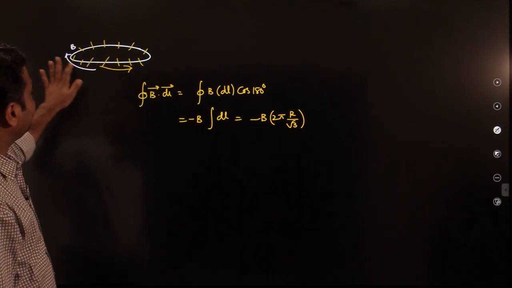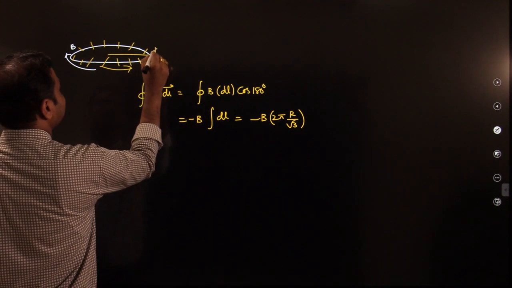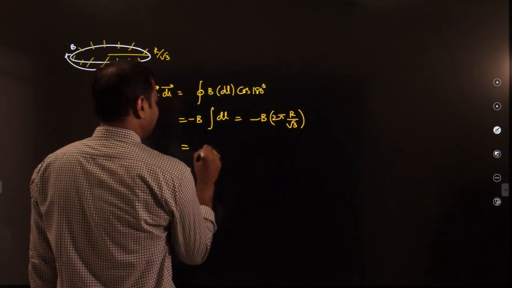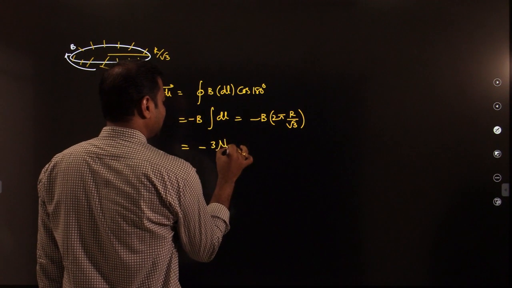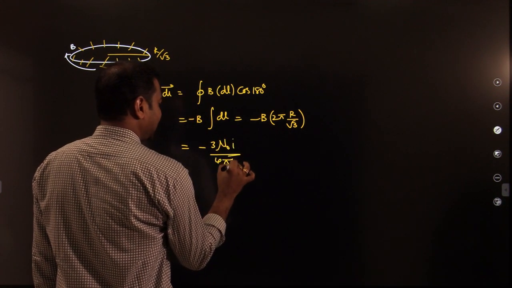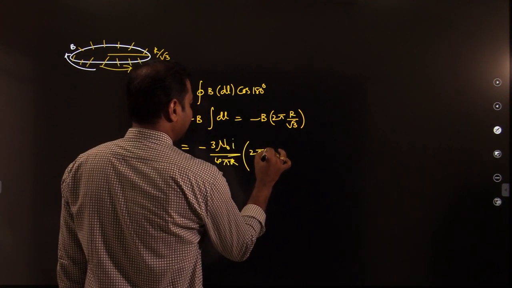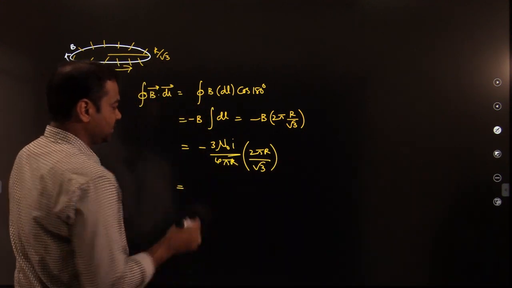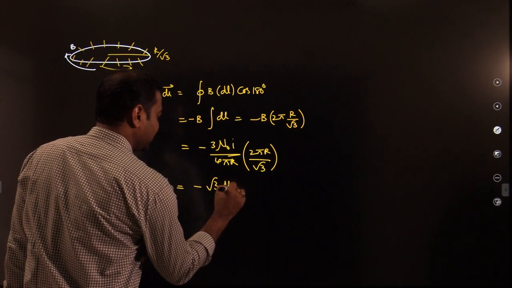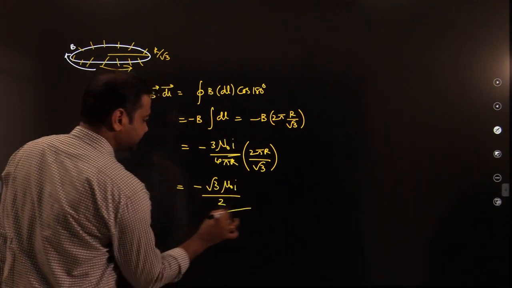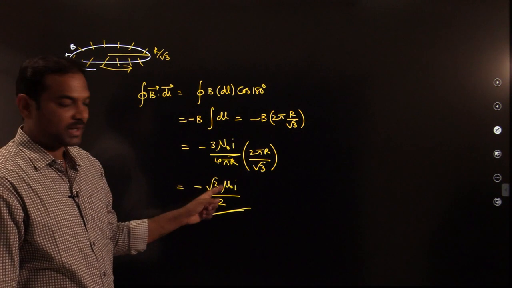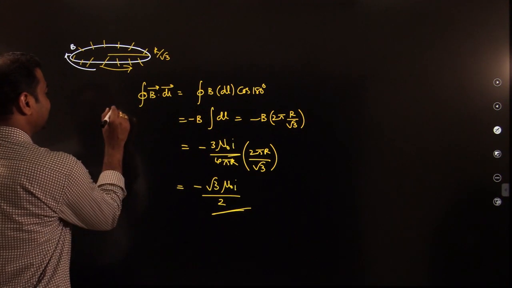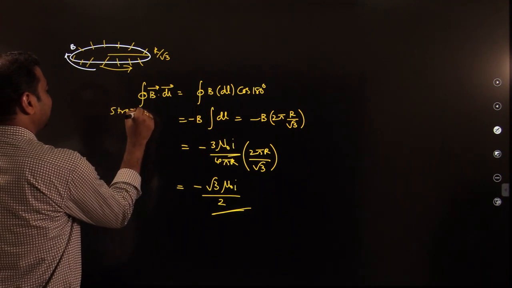This is because the circle radius is r by root 3, as given. So I will get minus of the B value, 3 mu naught I by 4 pi r, into 2 pi r by root 3. Which I will get as minus root 3 mu naught I by 2, since 2 pi r by 4 pi r gives the 2 in the denominator. So this is the line integral value due to the straight part.